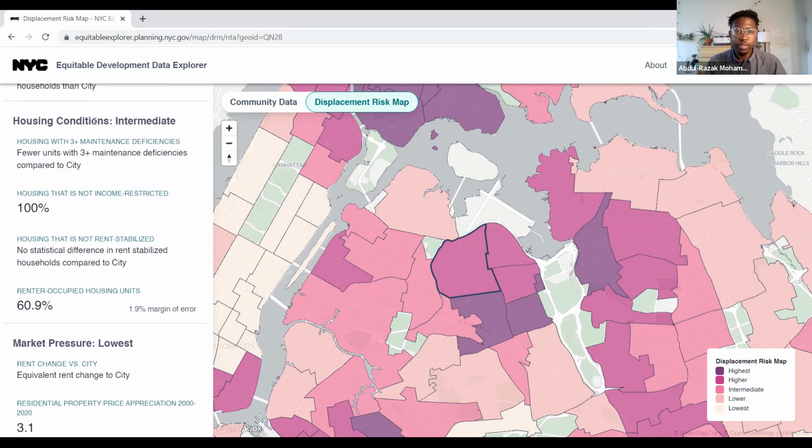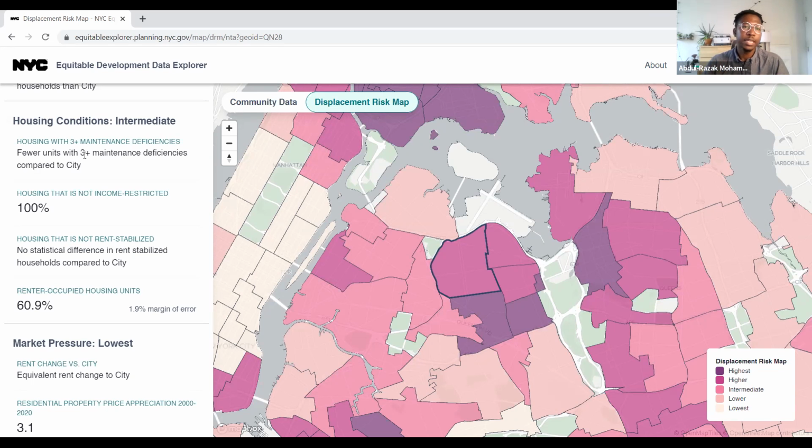The next data factor that we want to look at is right below that, and it is the housing conditions. We can see that for Jackson Heights, that level is intermediate. The housing conditions can be broadly defined as the type and quality of housing that's available for residents within the neighborhood. The 4 different data points that make up this factor include counting the housing with 3 or more maintenance deficiencies, the housing that is not income restricted and the percentage of that within the neighborhood, the comparison of housing that is not rent stabilized when compared to the city, and then the percentage of renter occupied housing units.